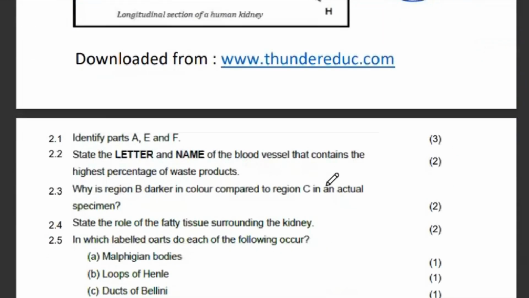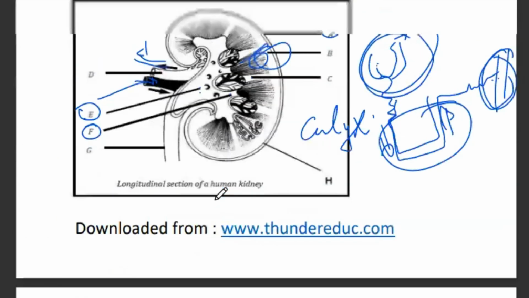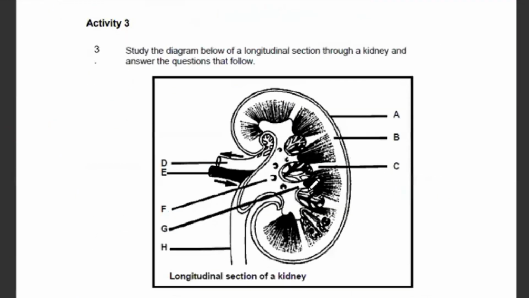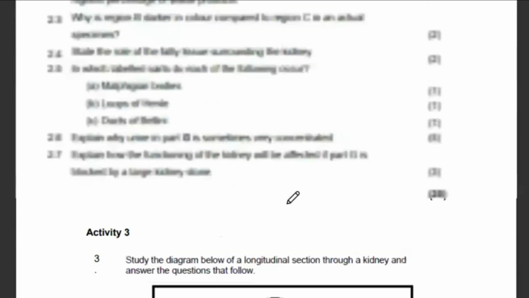And then ducts of Bellini. This is the collecting duct. Sometimes you call it the collecting duct. So the collecting duct, you'll find it in H. So basically, that's what we find in that area. This nephron is trying to show you exactly what happens. And then now we go to the next question.